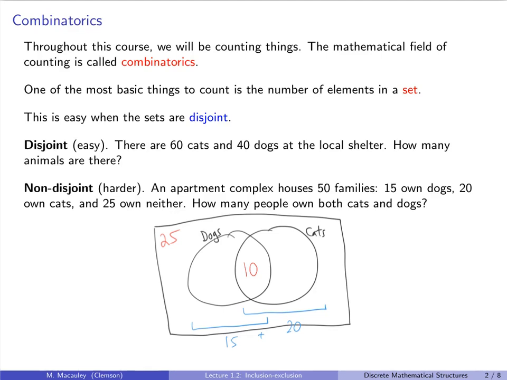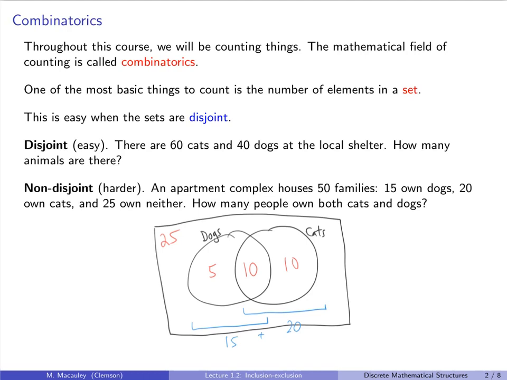So if 10 people own both, then there have to be 5 people who only own dogs and not cats, because there's 15 that own dogs. And if 20 own cats, then there has to be 10 that own cats and not dogs. So now if you add this up, again, these little regions are all disjoint. 25 own neither, 5 own only dogs, 10 own both, and 10 own only cats. You add those up, you get 50.